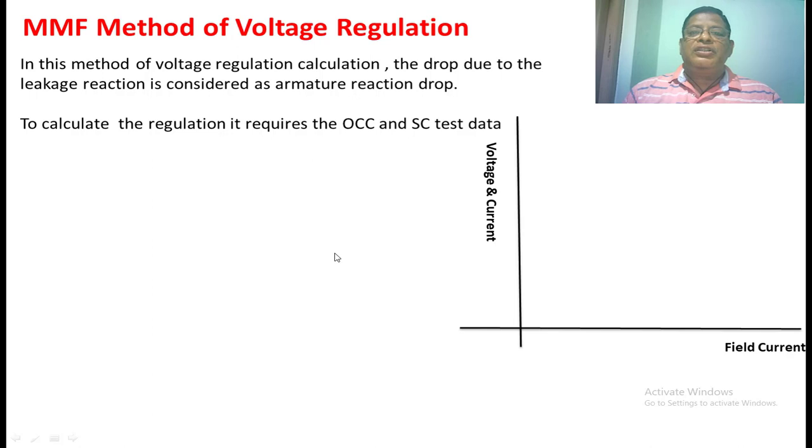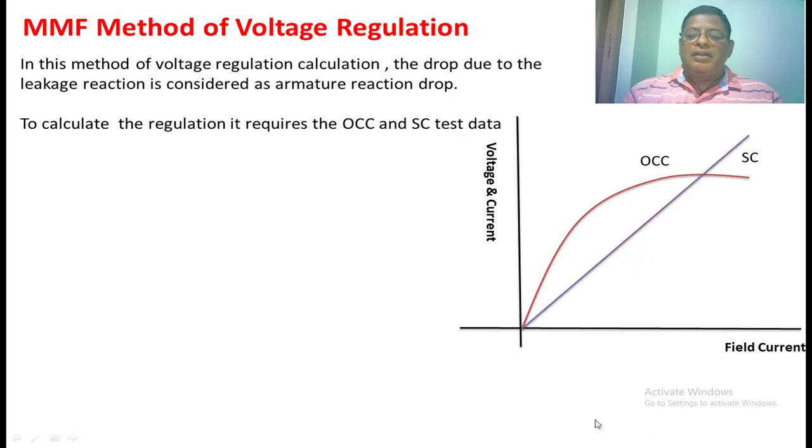Suppose you know the OC test data, then you take the field current on the x-axis and voltage on the y-axis. Make sure that this voltage is per phase voltage and note down the points on the graph sheet. If you join all the points with a line, you get the OCC of an alternator. When you draw this graph on a graph sheet, take the proper scale for the voltage as well as the current on the x-axis.